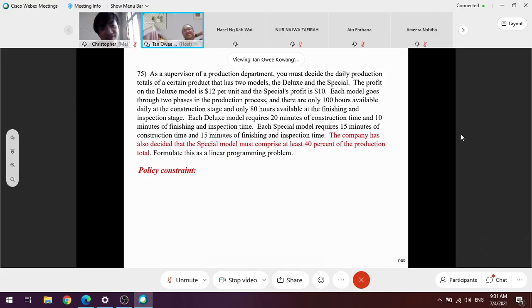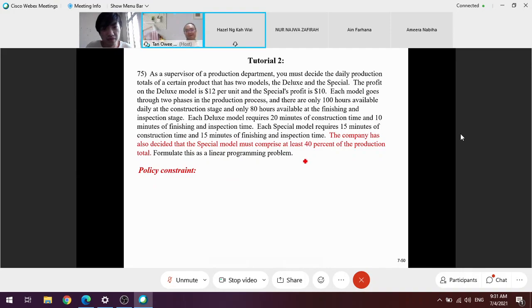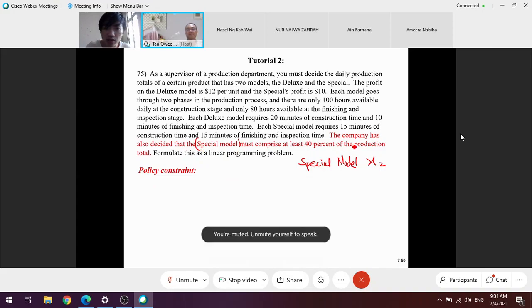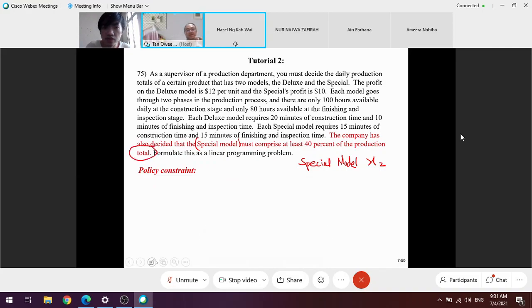The red color. The company has also decided the special model. What is the special model represented by X1 and X2? X2. X2, so special model. How about the subsequent sentence? Has decided at least of the production total. Total production means? 100%. No.